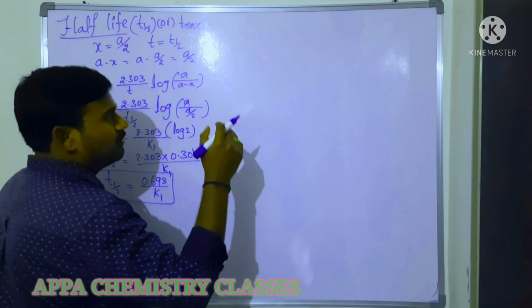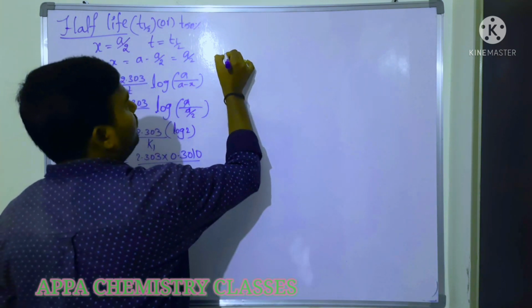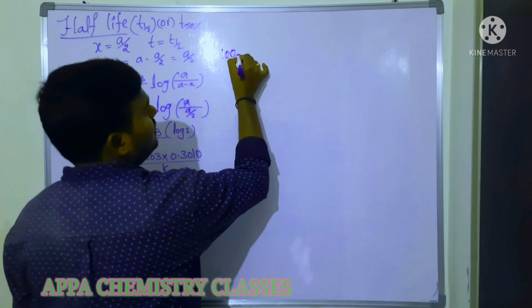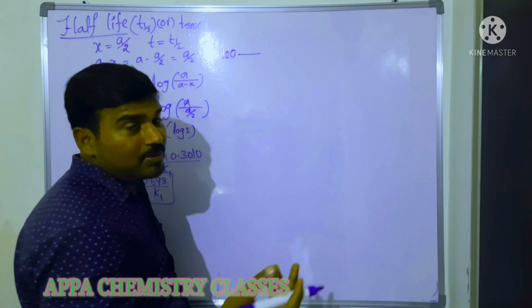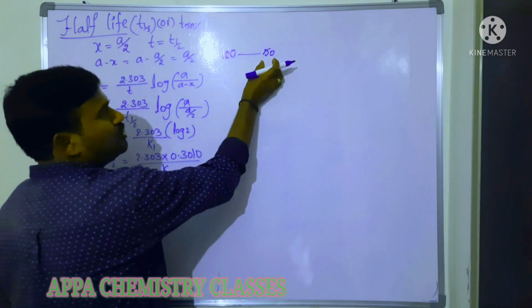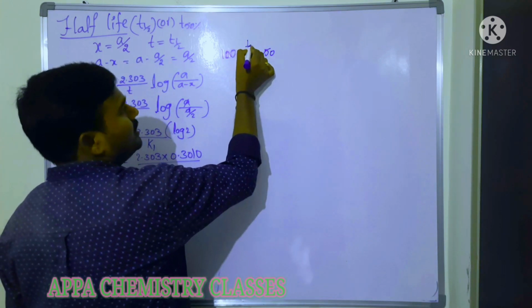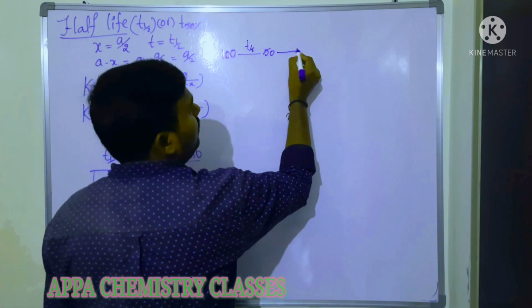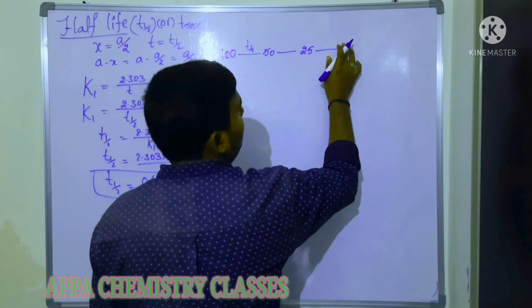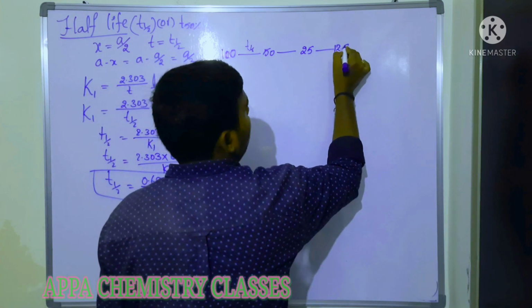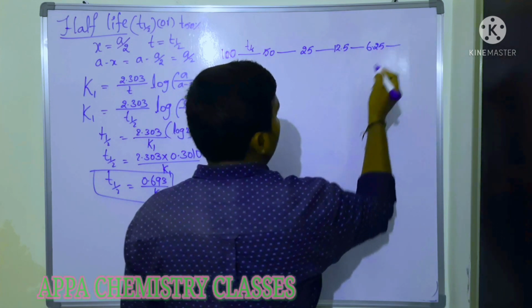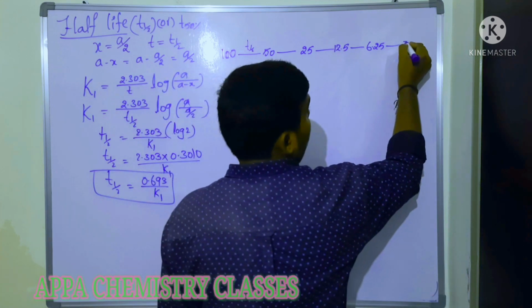Is that clear? Now see here, for example, initially we have 100% of initial concentration. What is half of 100? It will be 50. The time required to consume half of the initial concentration is what we call t half. In 50, what is the half? 25. In 25, the half is 12.5. In 12.5, half is 6.25. In 6.25, the half is 3.125.